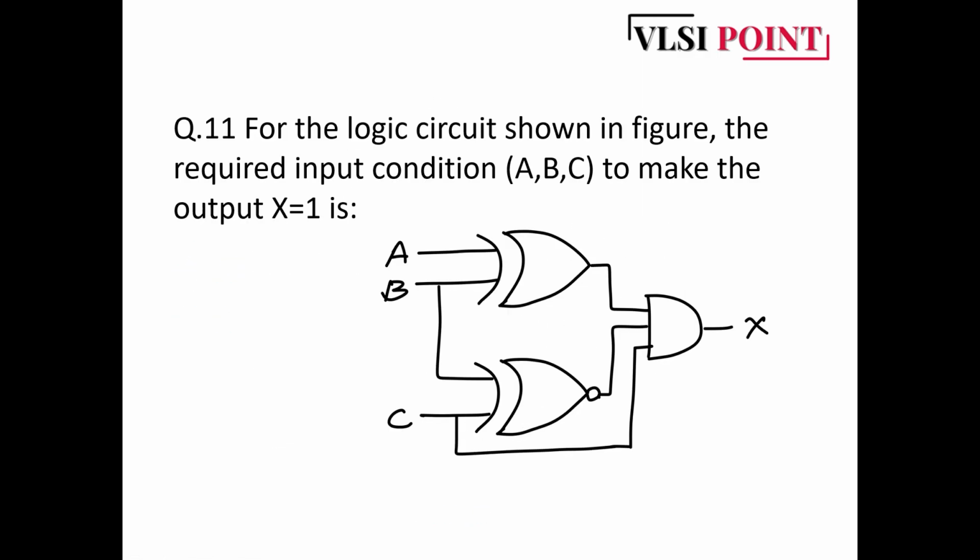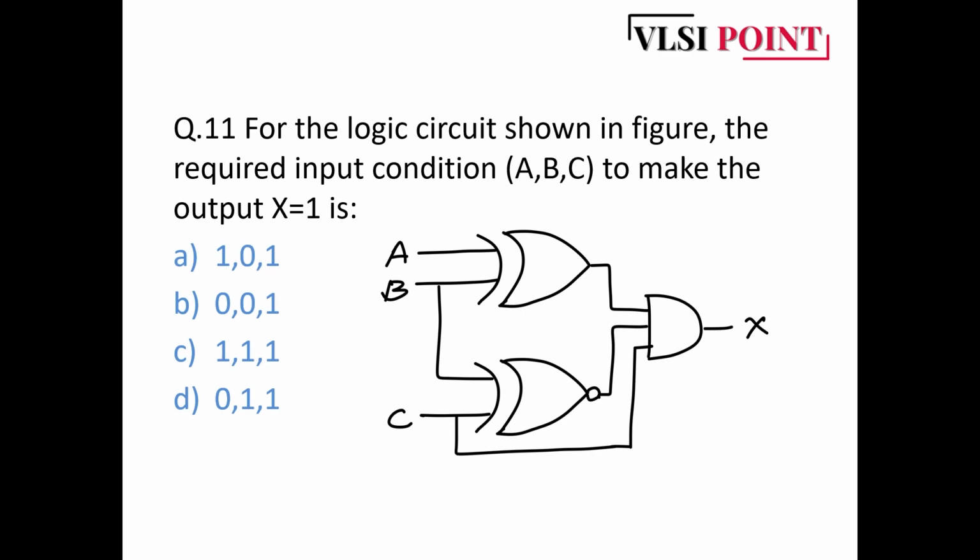Let's go to question number 11. For the logic circuit shown in the figure, the required input condition ABC to make the output X as 1. Let's see the options: A, B, C, D are 101, 001, 111 and 011.